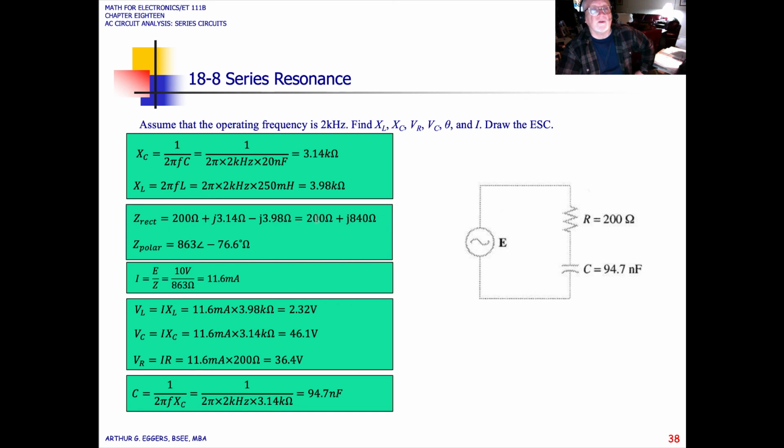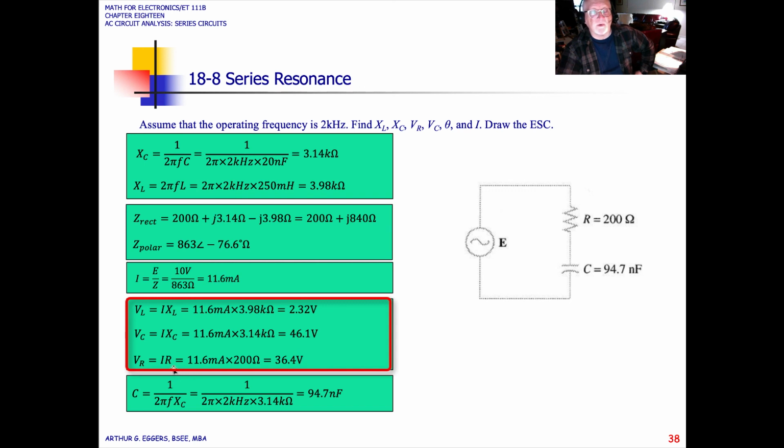Okay, so the rectangular form becomes 200 ohms plus J840, and the polar then becomes 863 at an angle of 76.6 degrees. Solving for the current, we have 11.6 milliamps. Again, we can put it into Ohm's law, solve for each of the voltage drops, inductor, capacitor, and resistor, and we get our values for each of the drops.